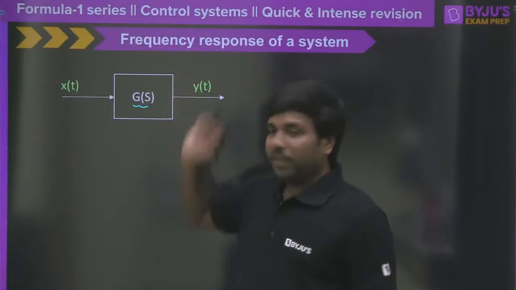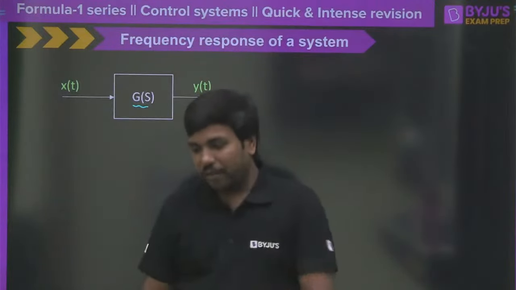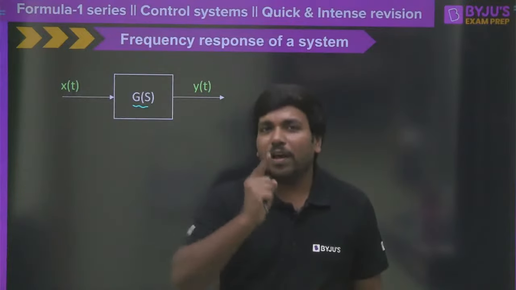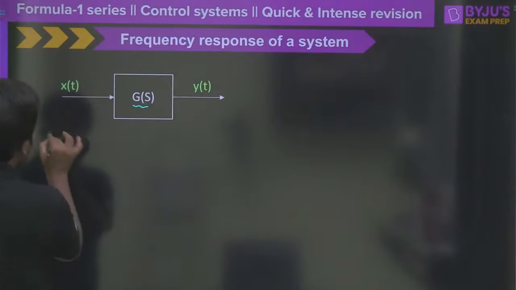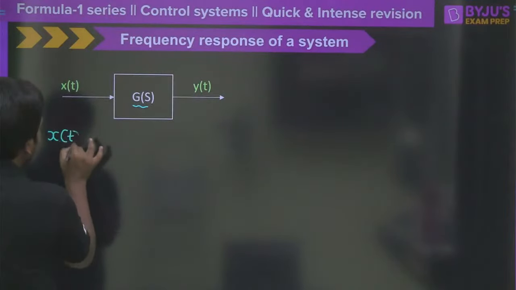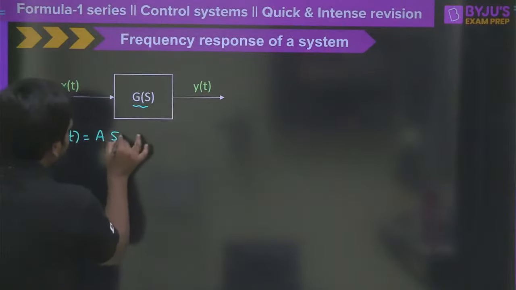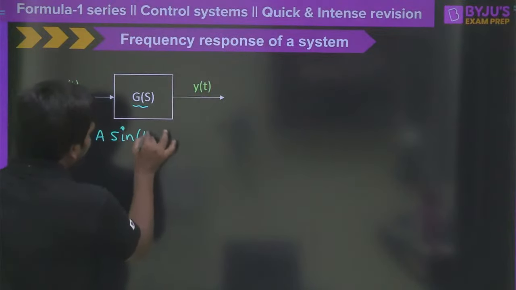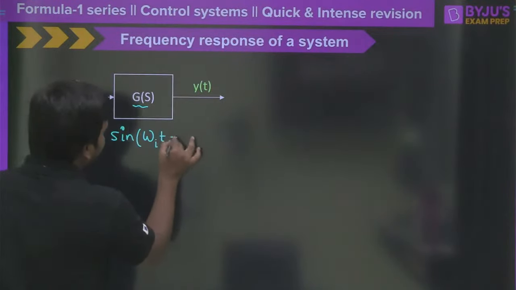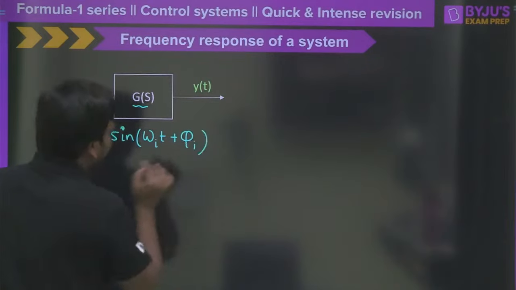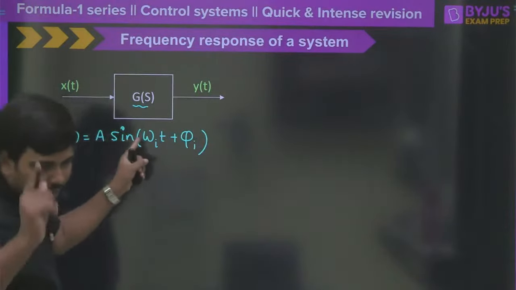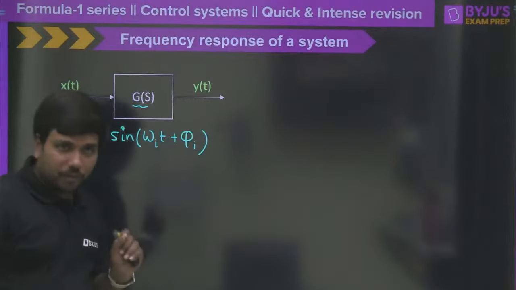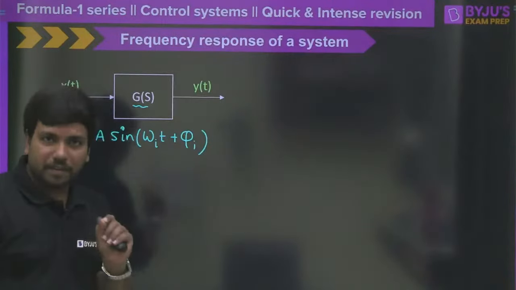So in frequency response analysis, all of you please answer me, what would be the x of t? What would be the input? Input would be, definitely, x of t must be equal to A into sine, let us say omega i t plus some input phase, correct? So A is called the amplitude of the input signal, omega i is considered as the input signal frequency, phi i is considered as the input phase.